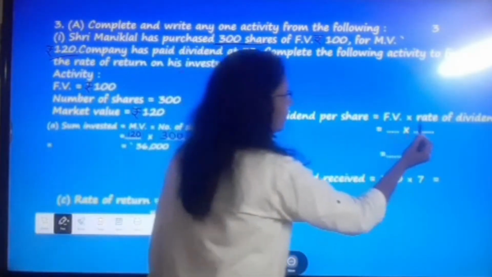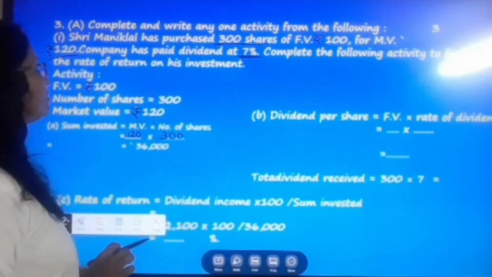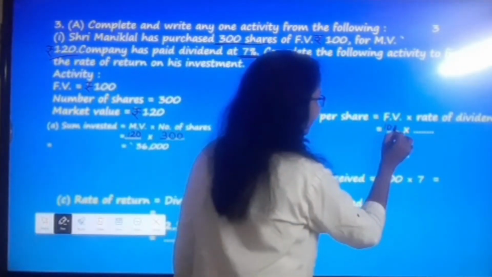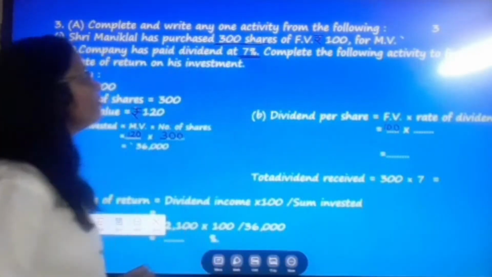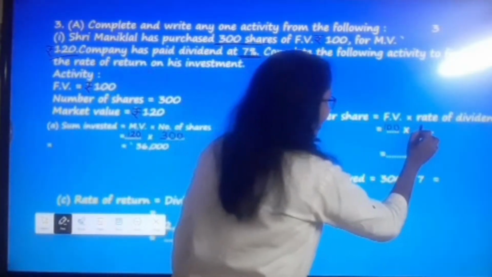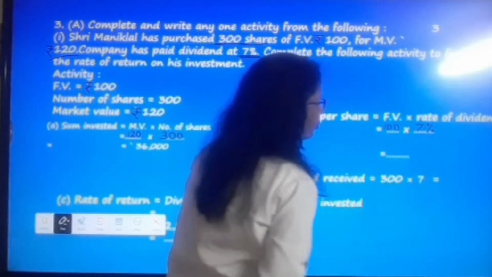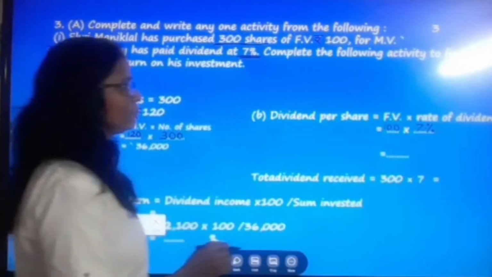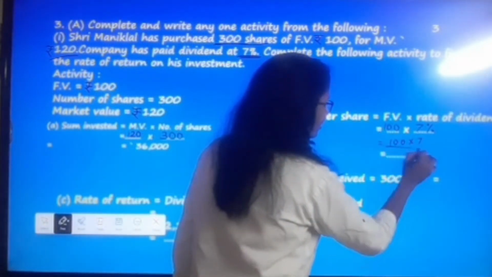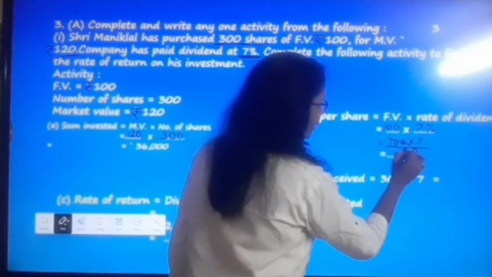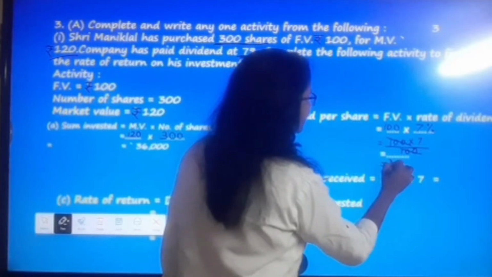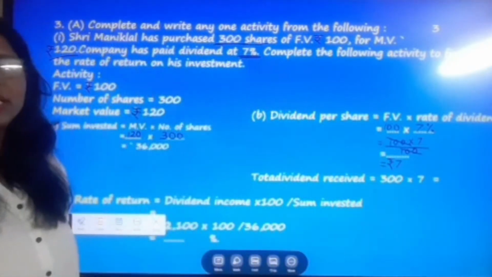Then the next one, students, dividend per share, which is equal to face value multiply rate of dividend. The face value here is 100. Then multiply rate of dividend, here rate of dividend is 7%. So the calculation will be 100 multiply 7. 7% means 7 upon 100, so it will be cancelled. So it will be rupees 7.